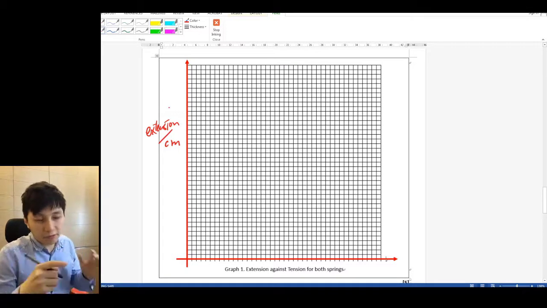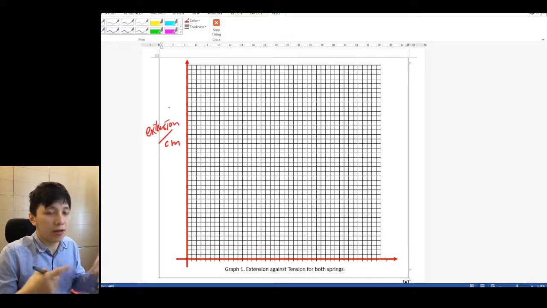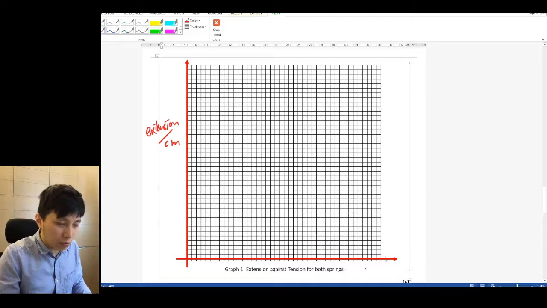That's totally fine if you don't have to change it to meter, as long as later on you understand the meaning and the unit of the slope. Here will be the force, which is going to be the tension, and then it's in the unit of Newton.